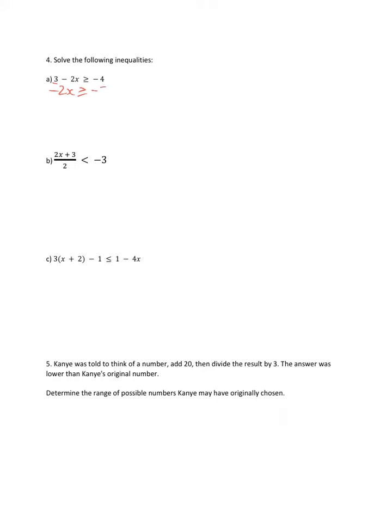Negative 4 take 3 is going to be negative 7. Get rid of the times by negative 2, so divide by negative 2. But because I'm dividing both sides by negative 2, I need to flip the sign. So x is going to be less than or equal to. It's not greater than or equal to anymore. Negative 7 on negative 2, which is positive 7 on 2, or 3.5.